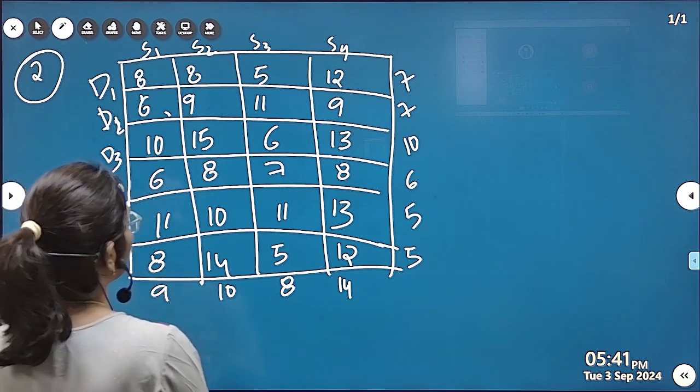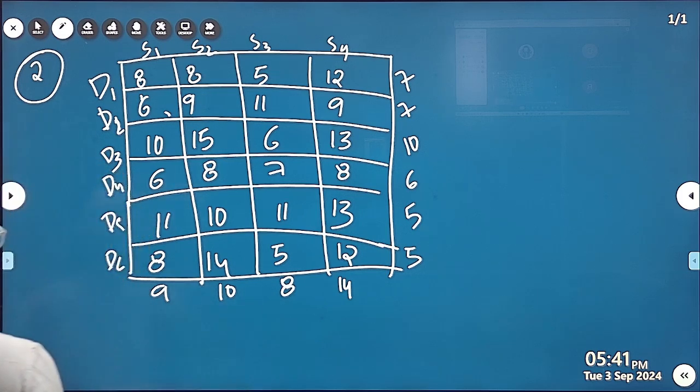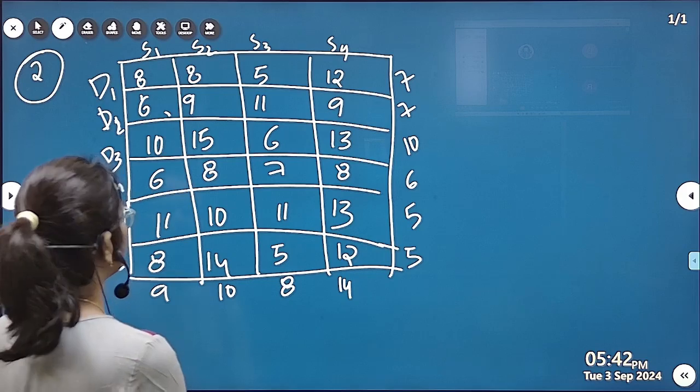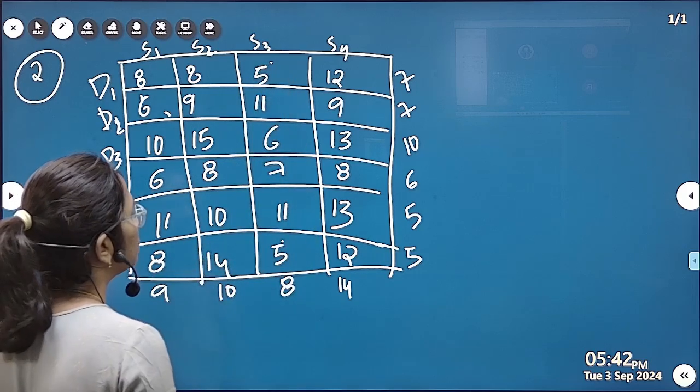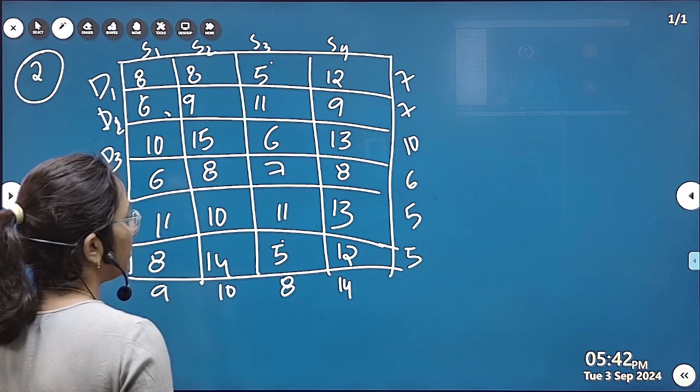So here tell me what's the least cost in this table? What's the least cost in the table? 5. 5, right? So there are two 5s. So here it is 1 and here it is 1. So now which 5 you need to take? Tell me.